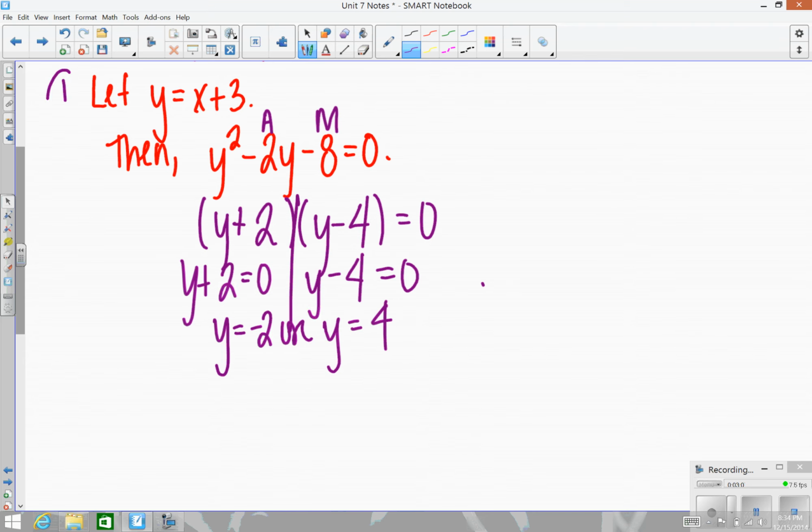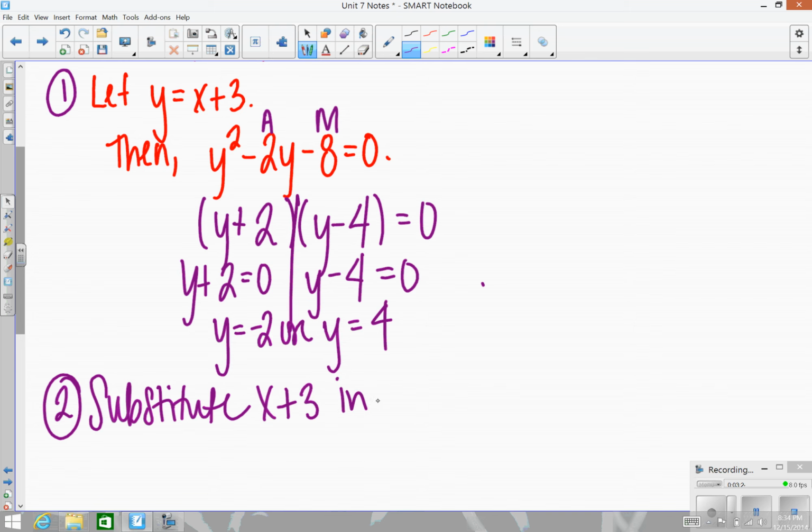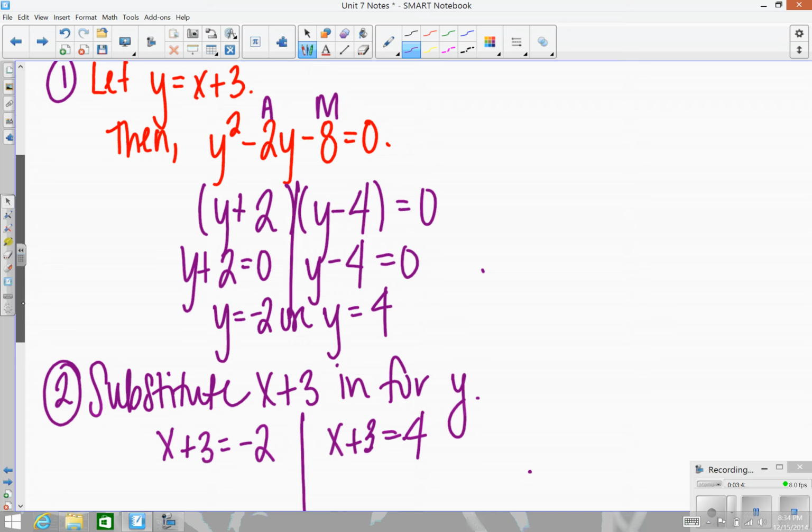Since we first let y equal some variable, now we have to take our two solutions and substitute x plus 3 in for y. So I'm going to just write that out. I'm going to substitute my original x plus 3 in for y. So I really have x plus 3 equals negative 2. And then I have x plus 3 equals 4. And now I can solve these and get what x is.